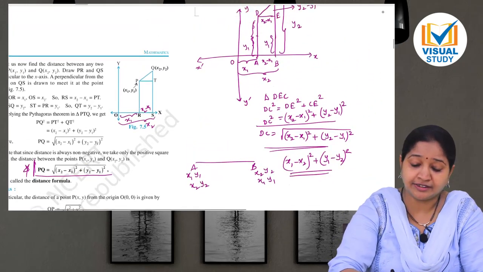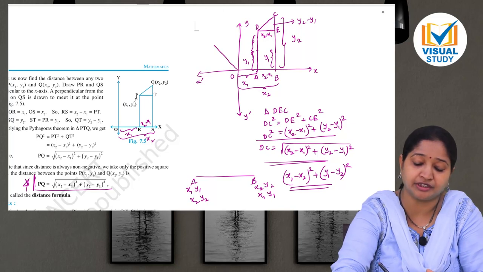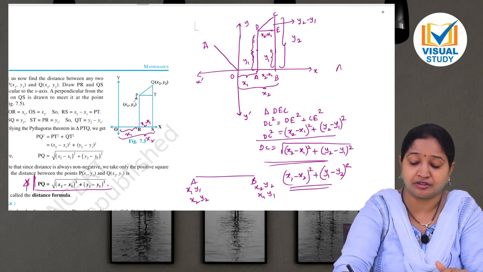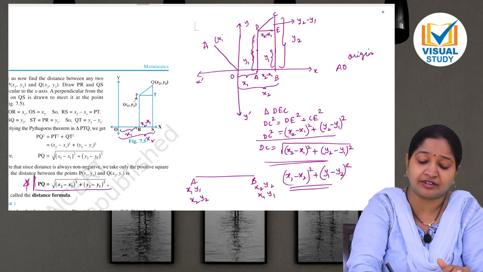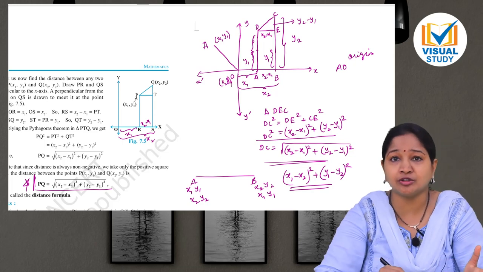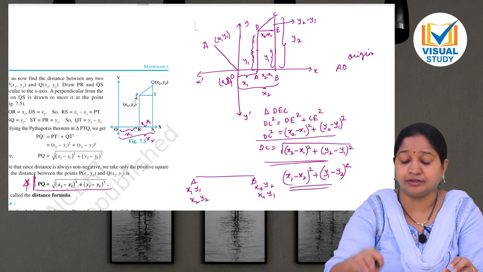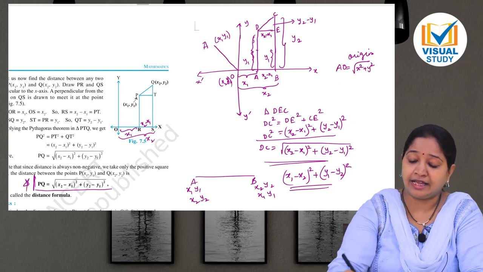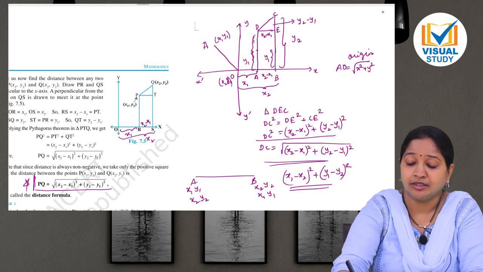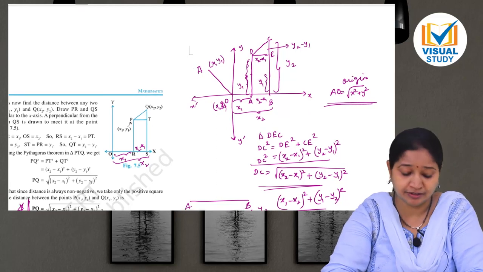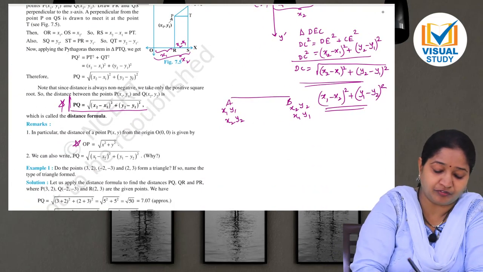But if I say I want the distance between the origin and this point, suppose this is the origin and this is A. If I take this as x1, y1 and this as x2, y2, your origin is 0, 0. After putting this in the formula, you get only x square plus y square, as the other coordinates are 0, 0. So from the origin, the distance formula is only under root x square plus y square. This is the formula for the origin.